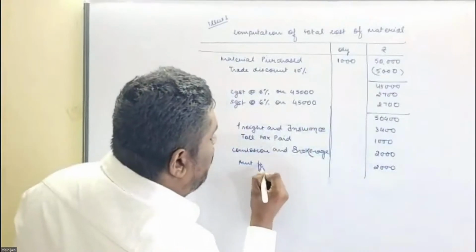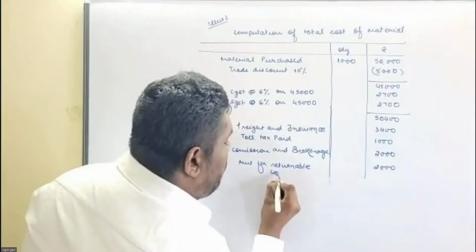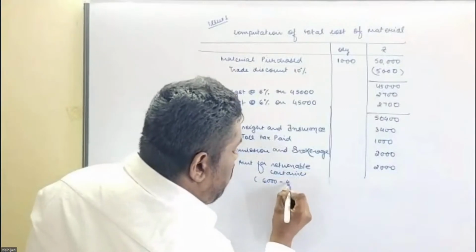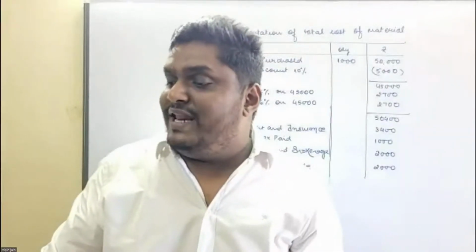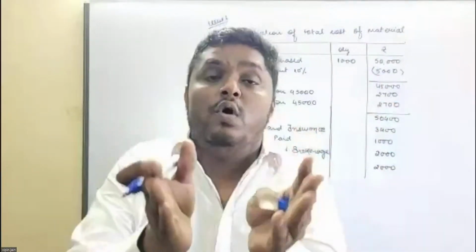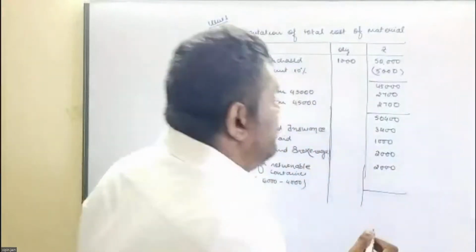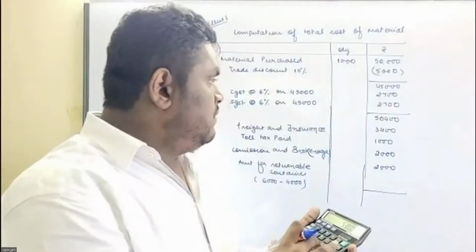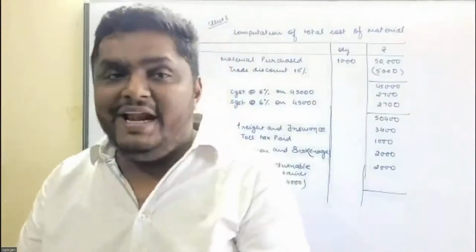Further, other expenses are 2% of the total cost. Now, this is not the total cost. This cost is excluding 2%. So let's calculate the total cost till now. It comes to 58,800.